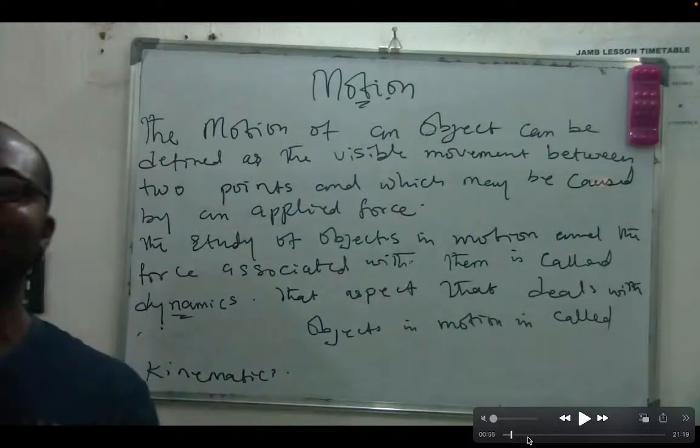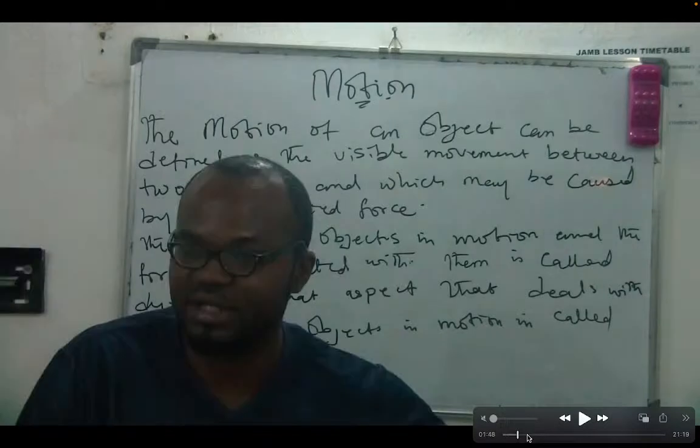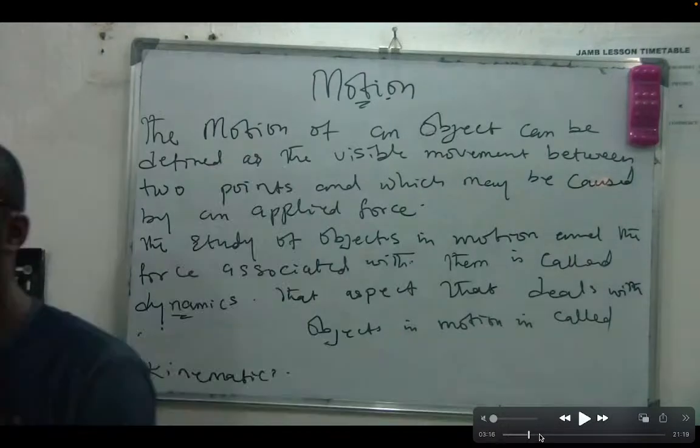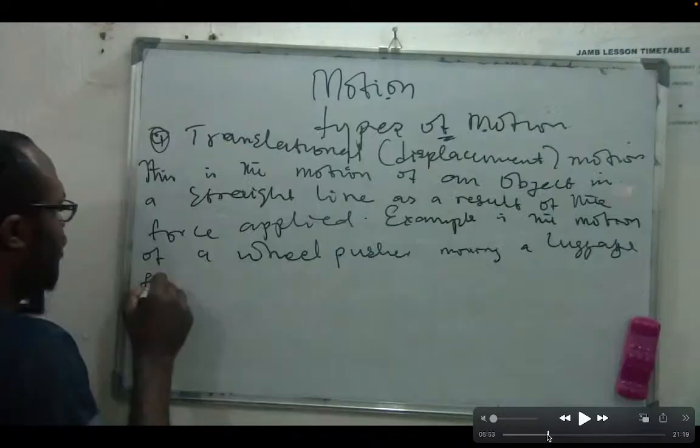Now, we look at the different types of motion. What are the types of motion available? Number one type of motion is translational motion. Motion in a straight line. JAMB is going to ask you which of the following is known as motion in a straight line. It is translational motion. And what is translational motion? Translational motion is the motion of an object in a straight line as a result of applied force.